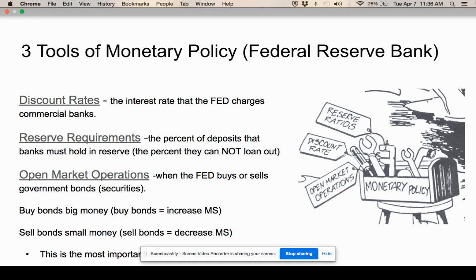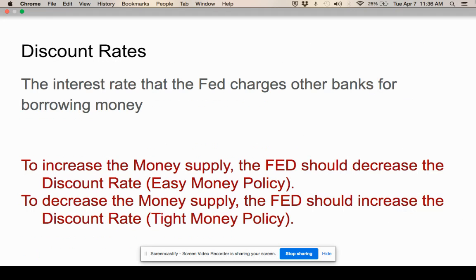In order to increase the money supply, the Federal Reserve would buy bonds. So buy bonds, big money, increases the money supply, makes it easier for us to get our hands on money. It makes the interest rate lower, cheaper to borrow money. If they want to decrease the money supply, they would sell bonds, small money, and that would make it harder to get money.